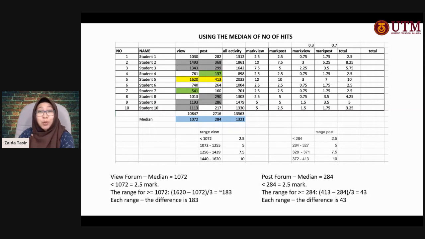Okay, I'm still using the different weightage for view forum versus post forum, as I mentioned in my previous video, because I believe view forum involves only low levels of learning compared to posting in the forum. So I give it 30% only for view forums, while for those who post in the forum, I give a weightage of about 70%. I multiply the score that I get from the range of marks for view forum and post forum, and then I total up the marks for view and post according to the weightage. Then I get the total marks of the students based on their participation in my online discussion forum.